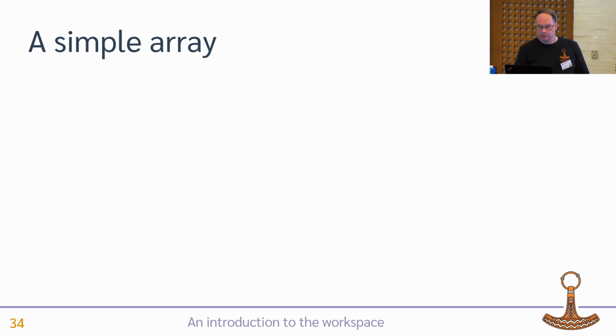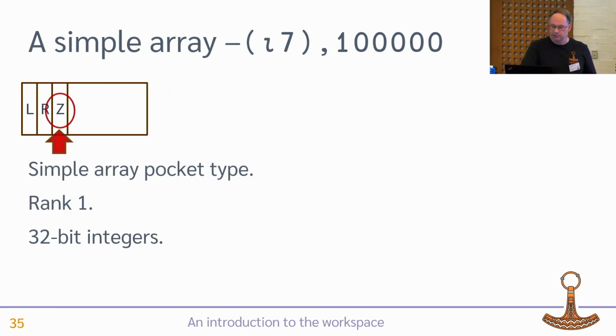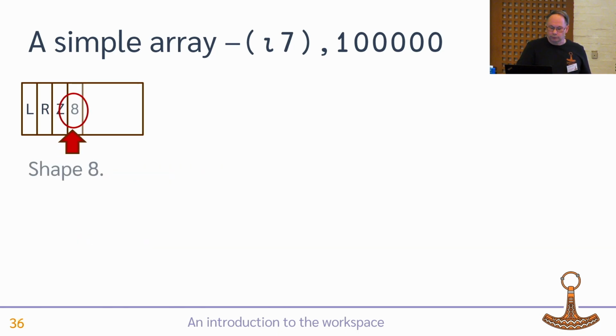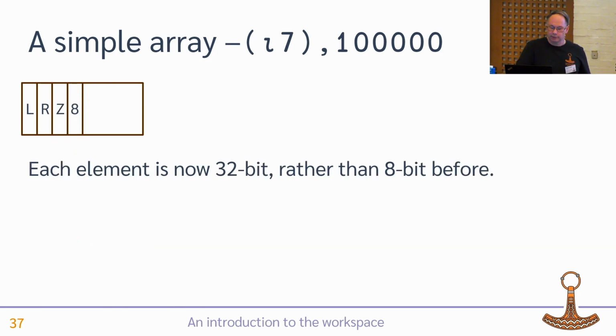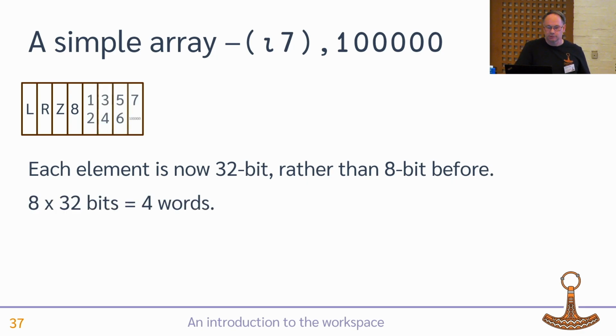If we look at another simple array, exactly the same as before, except there's a 1, 2, 3, 4, 5, 6, 7, 100,000, then we need bigger elements for those. They're all the same size, and we need 32-bit integers. So as before, we have the shape, but then each element now needs 32 bits, so we can only fit 2 of them into each word. So we need another 4 words for the remaining elements.